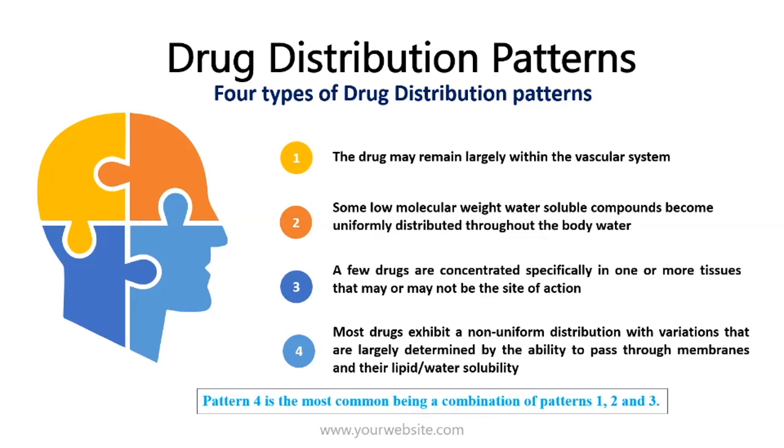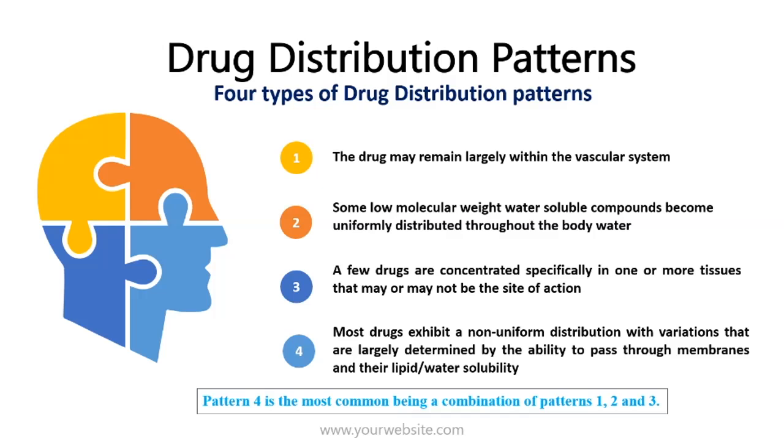The third pattern is that few drugs are concentrated specifically in one or more tissues that may or may not be the site of action. So the example we mentioned earlier was digoxin. It has a particular affinity for the muscles in the heart, and in this regard, it would be the site of action.